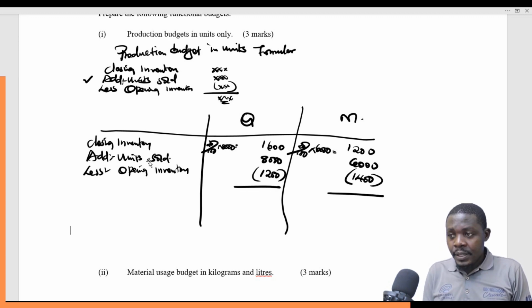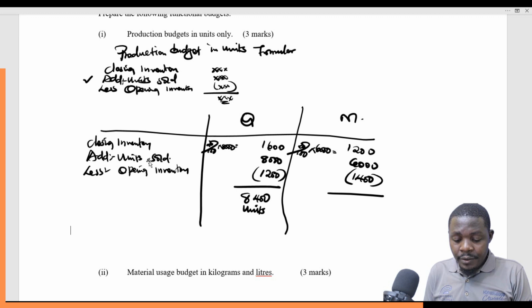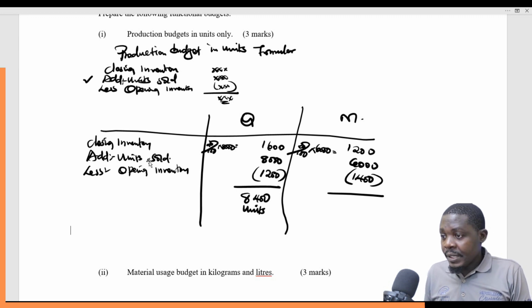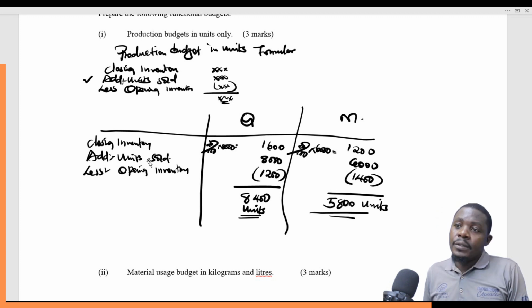Therefore, we have 1,600 plus 8,000 minus 1,200, which gives 8,400 units. And then we have 1,200 plus 6,000 minus 1,400, which gives 5,800 units. Those are the units that were produced for that particular period.